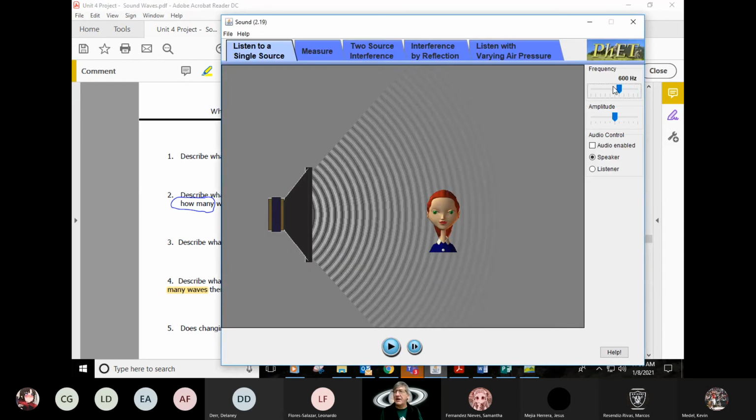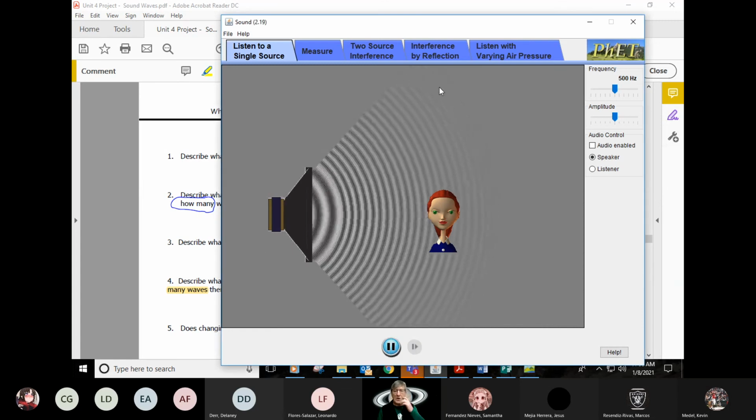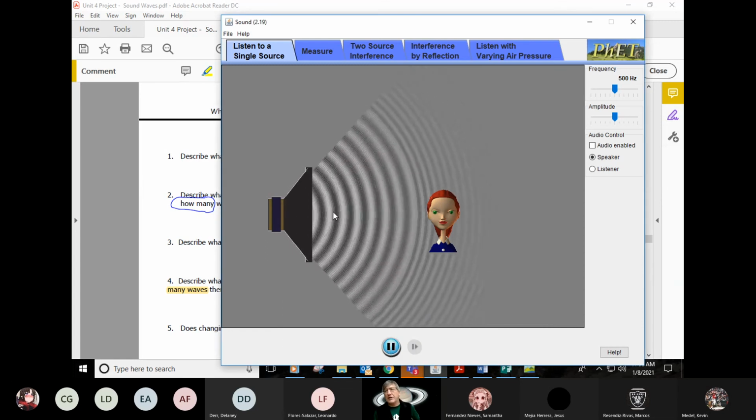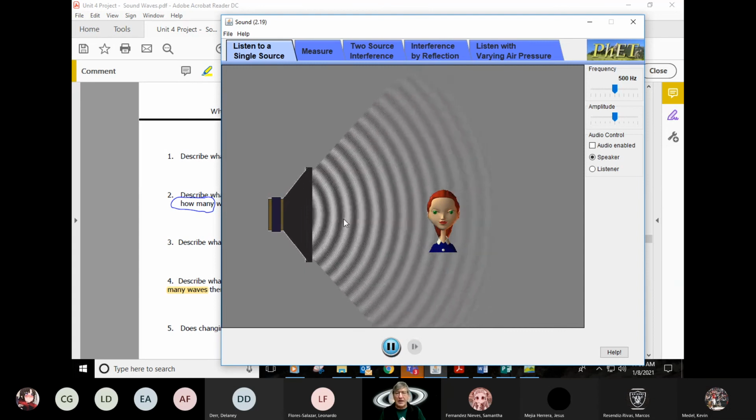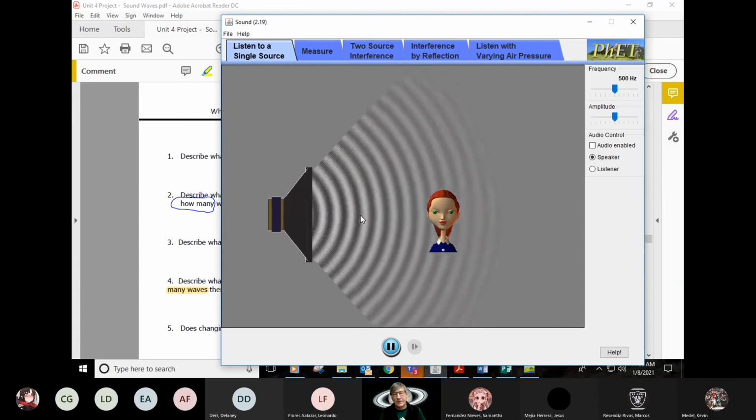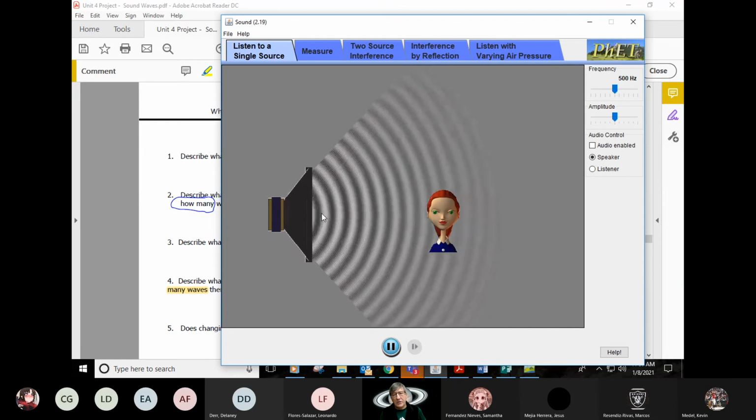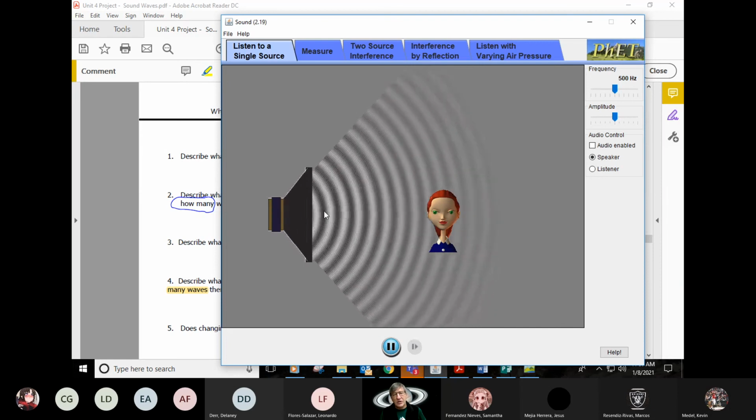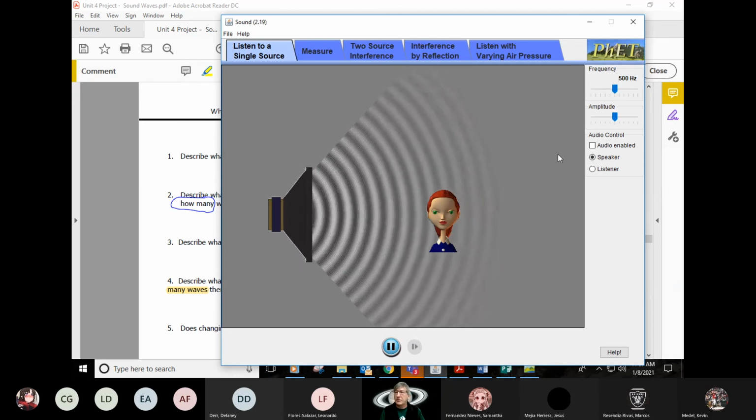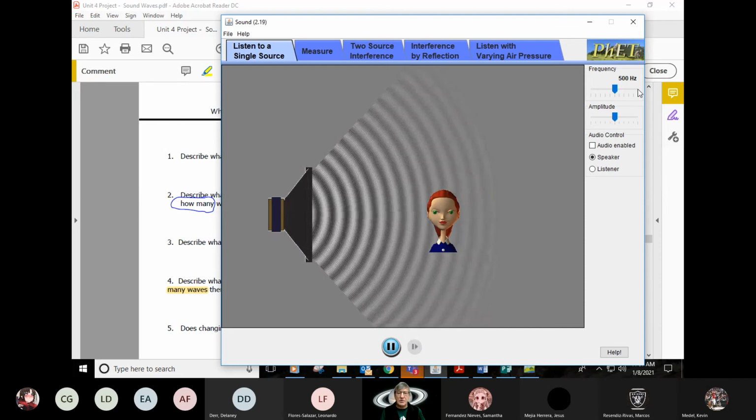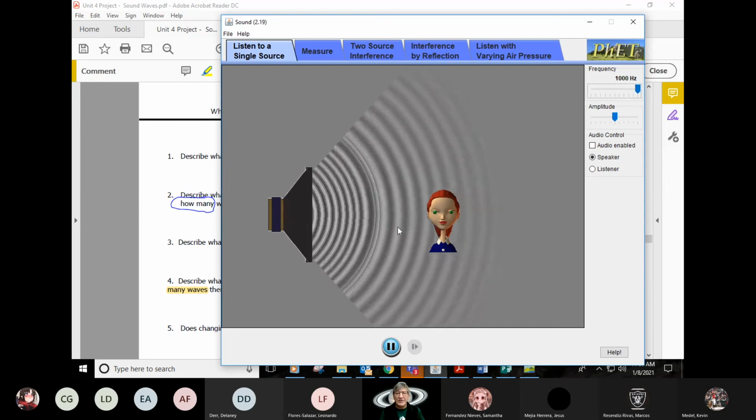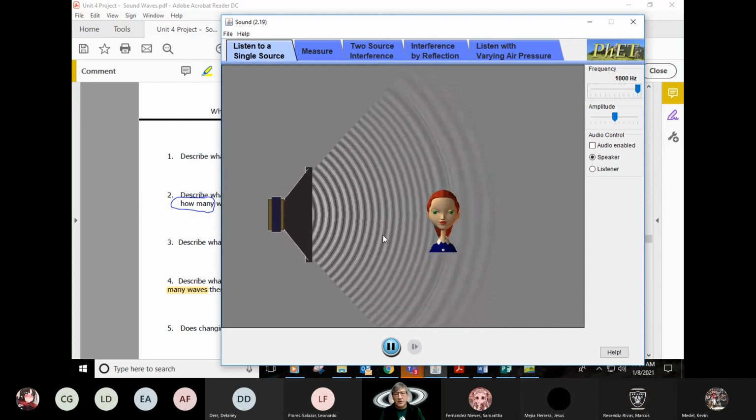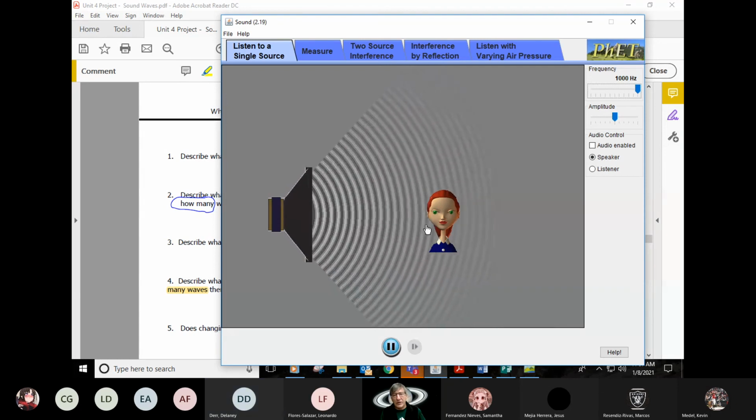So let me take this back down to 500, start it back up again. All right, so here's the 500 hertz frequency wave, right? Look how wide they are, and look how many are being released. You can also look at the speed that the speaker is pulsing. Let's increase the frequency up to 1,000. What happened to the width of the waves? What happened to how many are being produced? How fast is the speaker going?